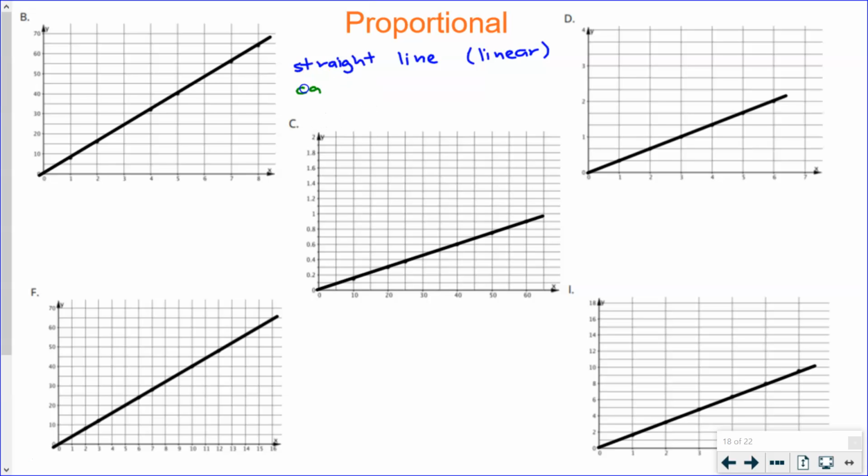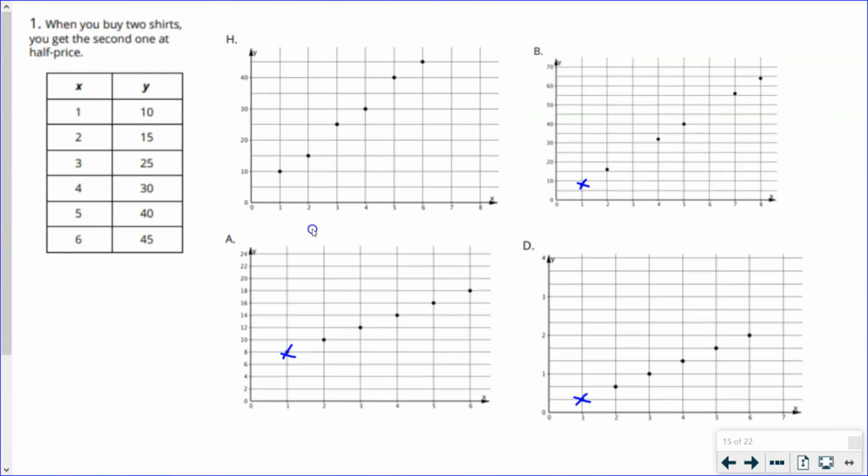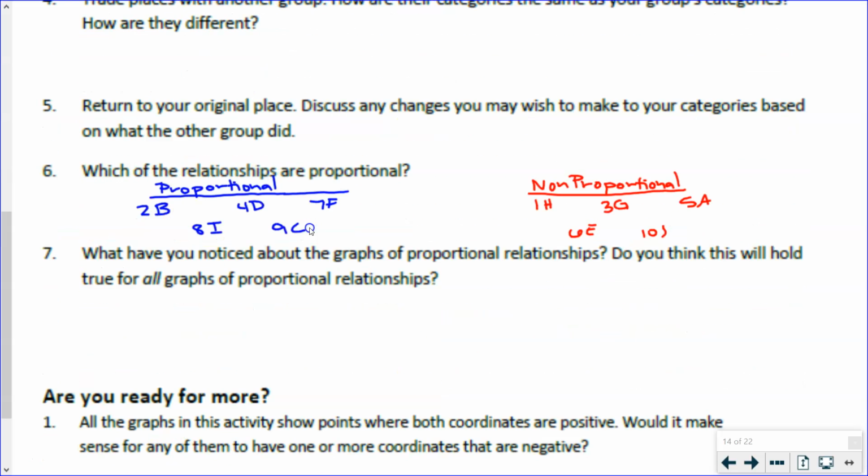Did they all in the beginning? No, but can they go through the origin? Yes. So that point is the point 0, 0. That point, though, has a special name, and that name is the origin. The origin just means the point 0, 0. But we're going to write that down in a different place. We're going to write it down on our paper right here.